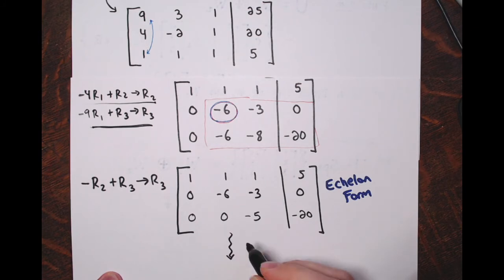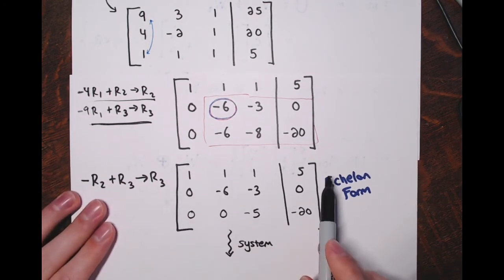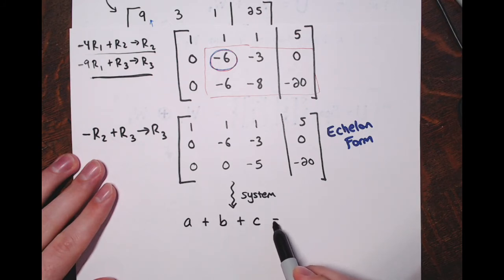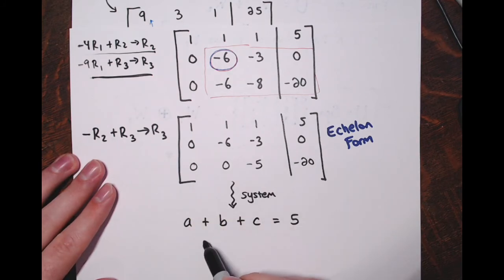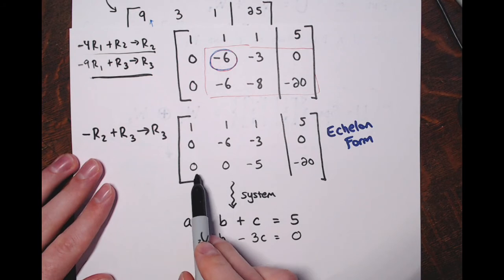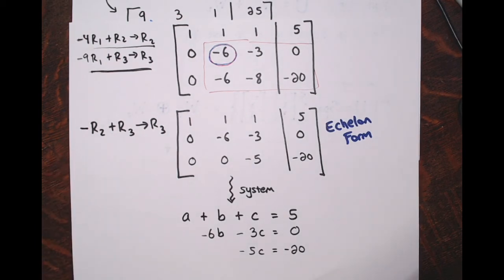This matrix corresponds to the following system. Remember the variables were a, b, and c. That first equation is a plus b plus c equals 5. And now this second equation is -6 times b minus 3 times c equals 0. And this third equation is -5 times c equals -20. All right, and then you go backwards. You start from the bottom up.